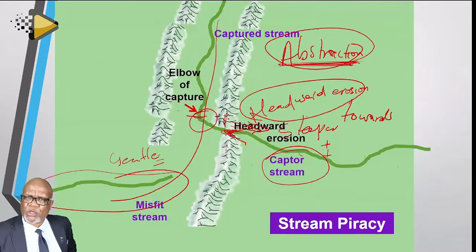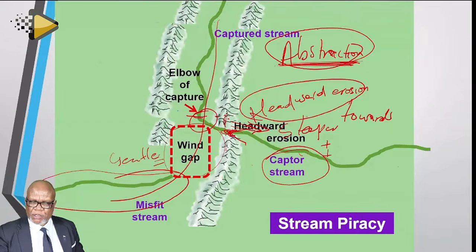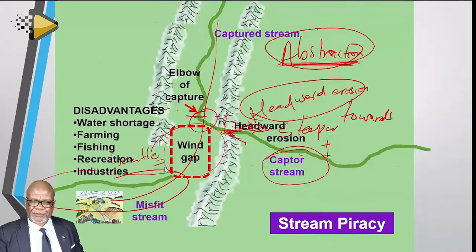There's going to be more erosion, and there's going to be less deposition. So you just look at the characteristics of increased volume of water and decreased volume of water. And this area where water used to pass, water is no longer passing here. What is passing here is the wind. So we call this place a wind gap.